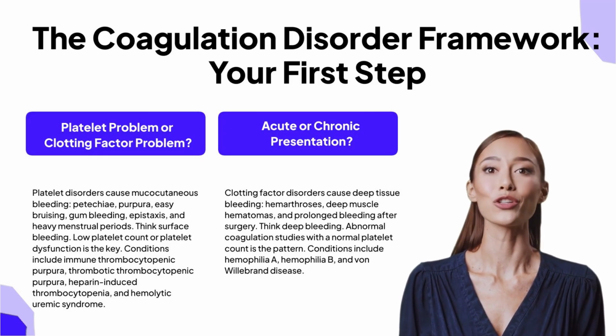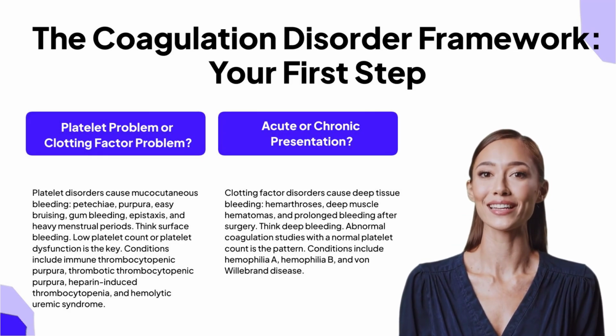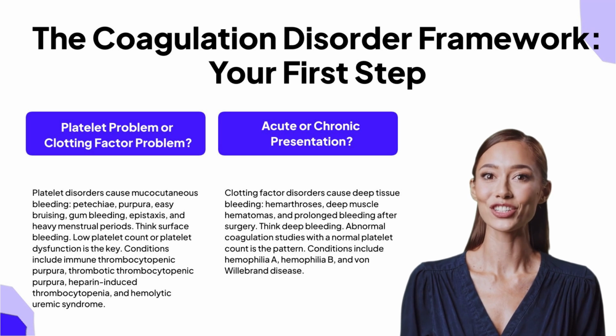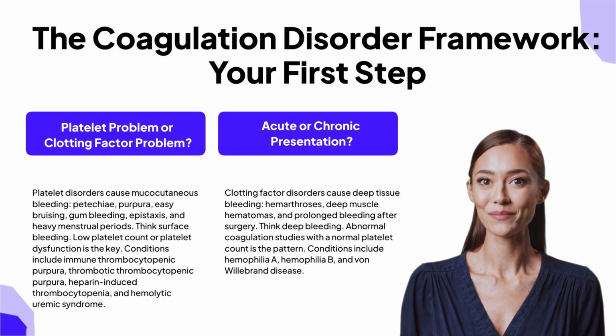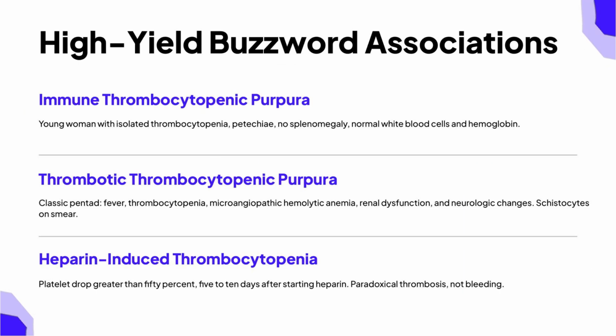For a full review of the coagulation cascade and platelet physiology, refer to your pathology and hematology resources like Pathoma or the First Aid Hematology chapter. Let us lock in the buzzword associations. For immune thrombocytopenic purpura, the board question will show a young woman with isolated low platelets, petechiae, but otherwise normal labs. No big spleen, no anemia, no abnormal white cells.